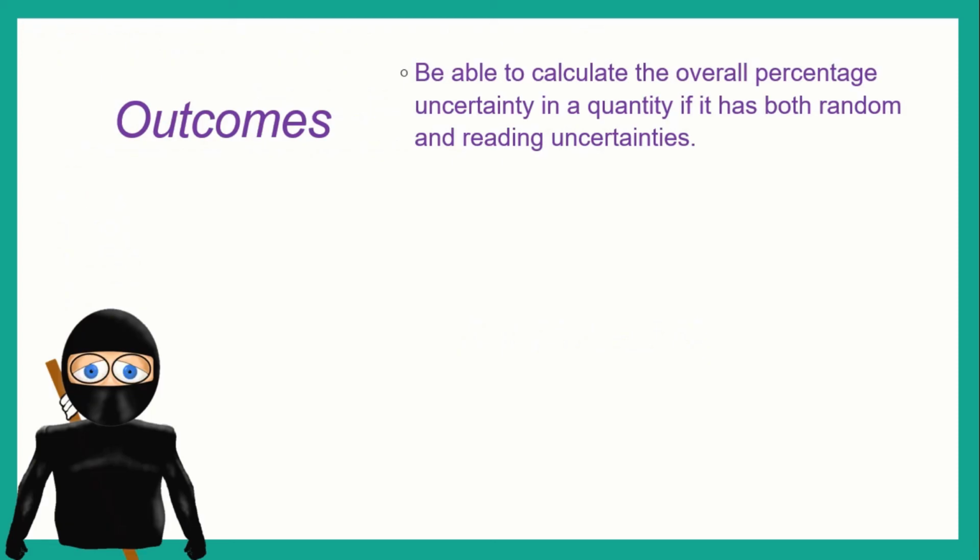I hope by now you've had some insight into how to combine uncertainties together. Maybe you have a reading uncertainty and a random uncertainty for one particular measurement. Or maybe we have an uncertainty in 2 different values and we need to combine them in order to find the uncertainty in another quantity.